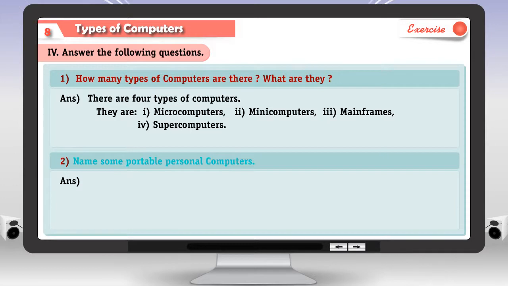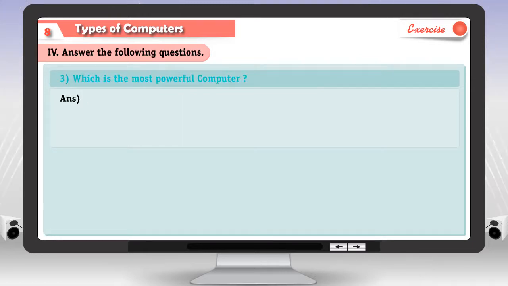2. Name some portable personal computers. Answer. Laptop and palm top. 3. Which is the most powerful computer? Answer. Supercomputer is the most powerful computer.